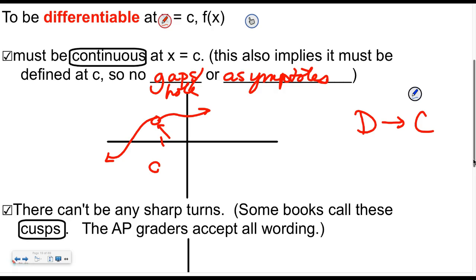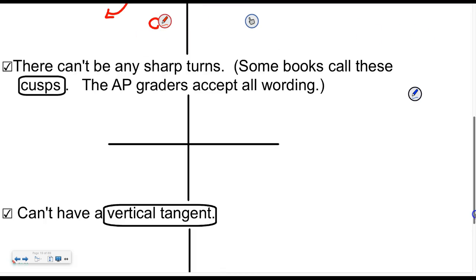All right, next, you can't have any sharp turns in the graph. This is kind of funny because I always call them cusps. I was an AP reader last year in Kansas City, which means I graded national exams. I think I told you that. But I was reading a problem where it had a question about differentiability, and it asked them if it was differentiable at a spot or not, and explain your answer.